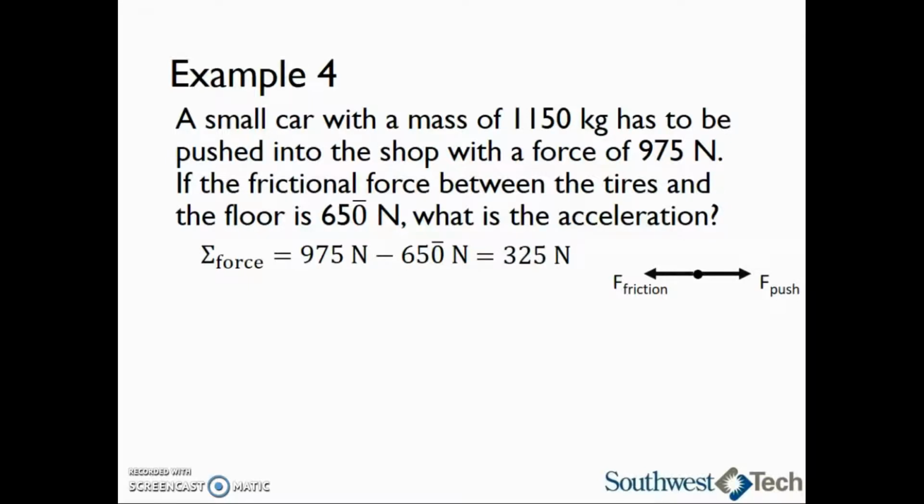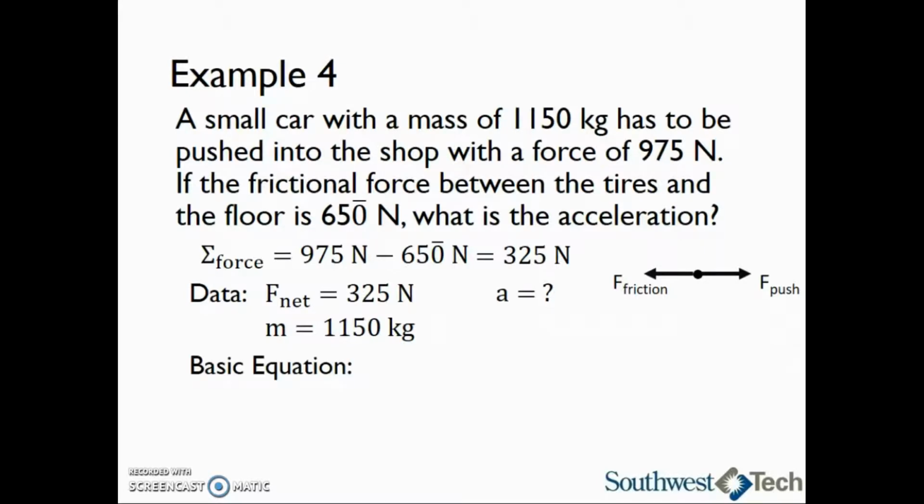Now that we know the net force, we will record the rest of the information we were given. We just found the net force to be 325 newtons, and the mass of the car is 1,150 kilograms. We are trying to find the acceleration. The basic equation for Newton's second law is that the net force is equal to the mass of the object times its acceleration. Since we want to find the acceleration, we need to rearrange to find a working equation written in terms of the acceleration.